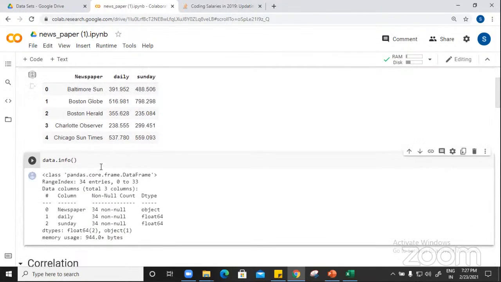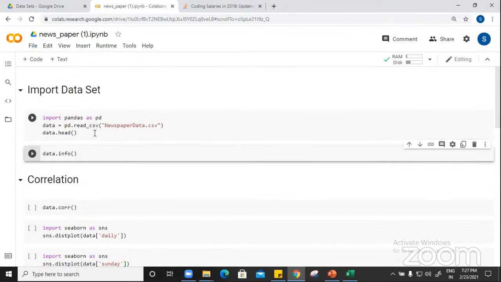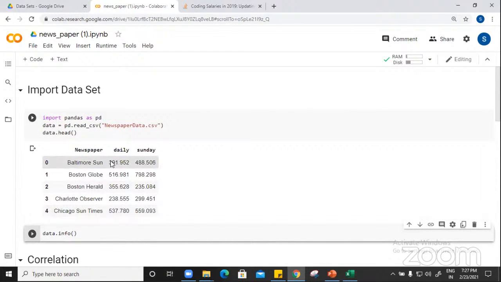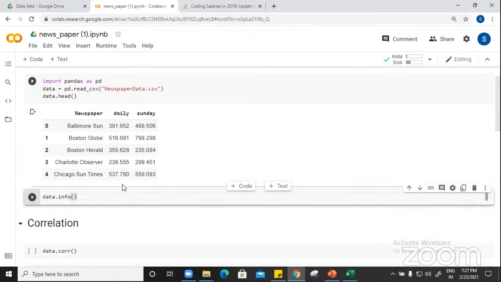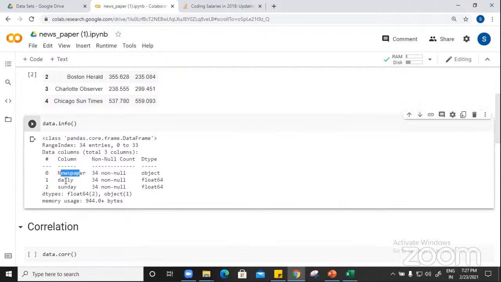All right. And some information about the data set. So let me load the data set here. You can see the newspaper name, daily and Sunday. So we have printed the first five observations here. Then information about the data set: newspaper, daily, Sunday. So this is the first column. There are 3 columns in the data set, right? And there are 34 observations.